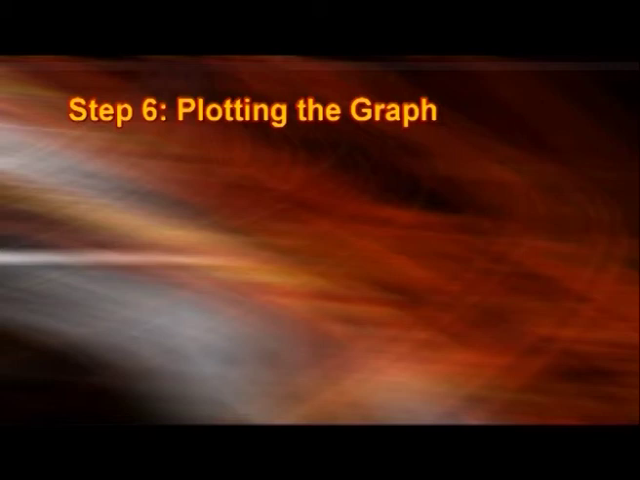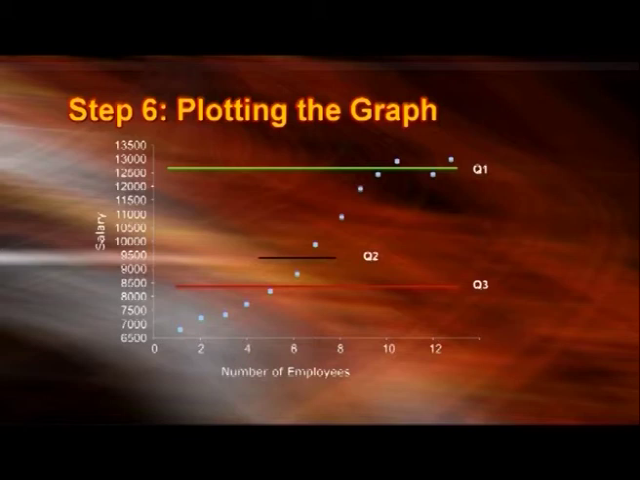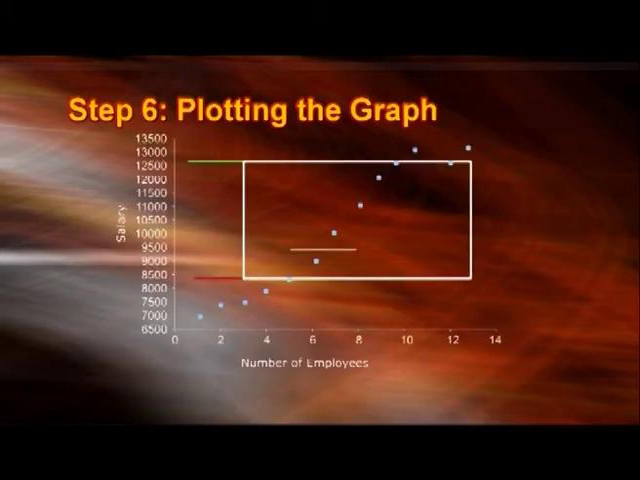Step 6. Plotting the graph. In this step, first we plot the 5 values: 7,000, 7,750, 9,800, 12,500 and 12,900. The graph will now look like this. Then we draw vertical lines through the lower quartile 7,750, median 9,800 and the upper quartile 12,500.